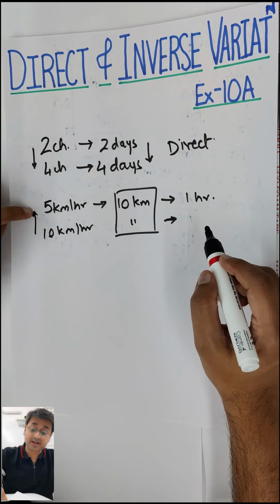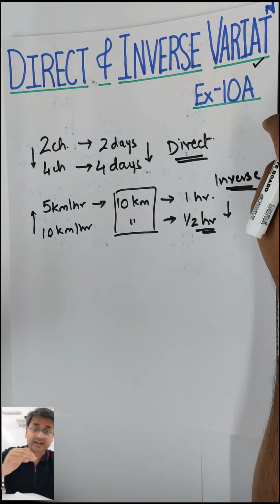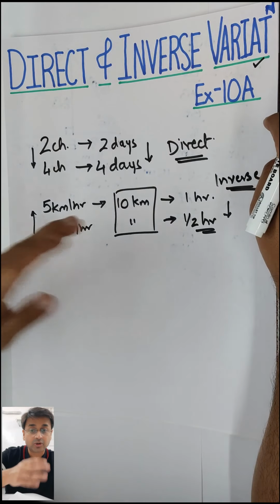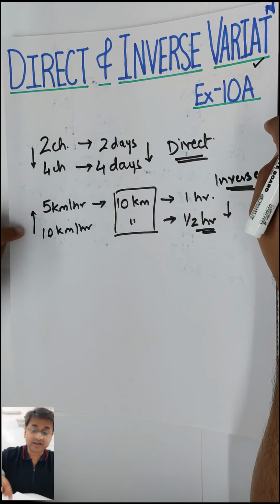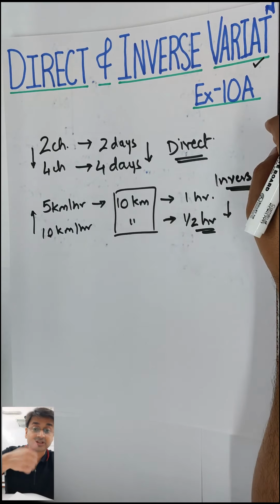So now here there is a variation for sure. Both of them are variations, but here one increases, another increases, but here one increases, another decreases. Since they are going opposite to each other, you call it as inverse. So there are two types of variations. One is direct, another is inverse. Direct means if one increases or decreases, the other one also will do the same thing. But in inverse, if one increases, the other one will be opposite, it will decrease. Or if one decreases, the other one will increase.